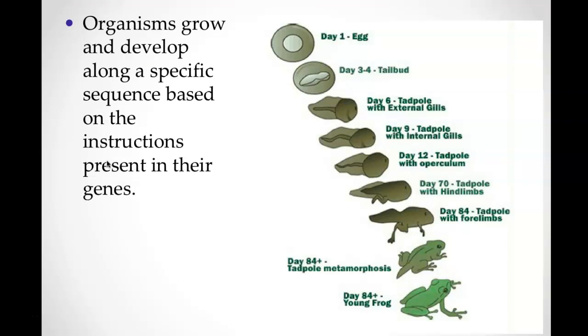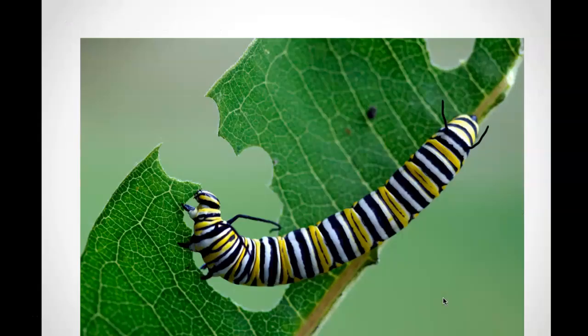Organisms grow and develop along a specific sequence based on instructions present in their genes. And this is just showing you from an egg all the way through the tadpole stage into a young frog. So all living things are going to grow and develop, even a bacteria. Even a caterpillar changing into a butterfly.